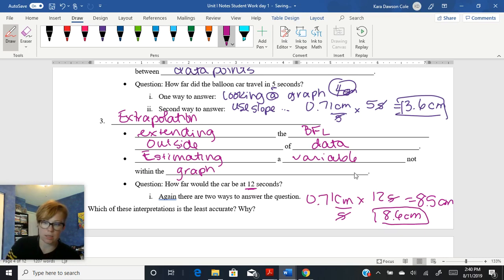Again, this is another way to interpret. So like looking at the graph or doing the slope. Both of those are going to be giving me something pretty similar. And as you can see, they're pretty similar here in interpolation as well.